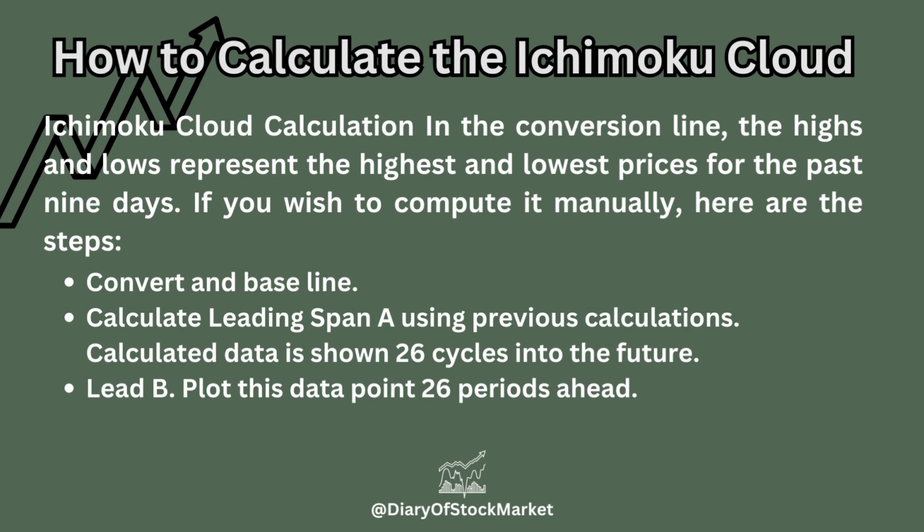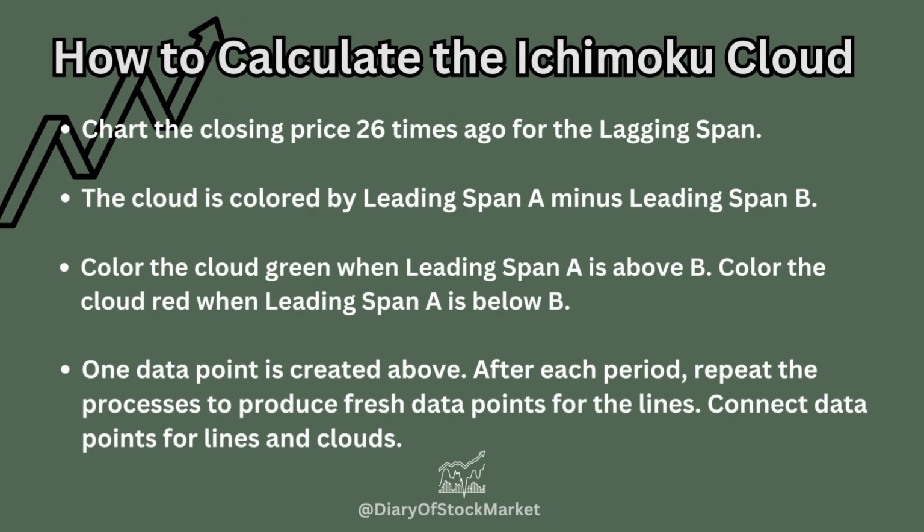If you wish to compute it manually, here are the steps. Calculate the conversion line and baseline. Calculate leading span A using previous calculations. Calculated data is shown 26 periods into the future. Leading span B plots this data point 26 periods ahead. Chart the closing price 26 periods ago for the lagging span.